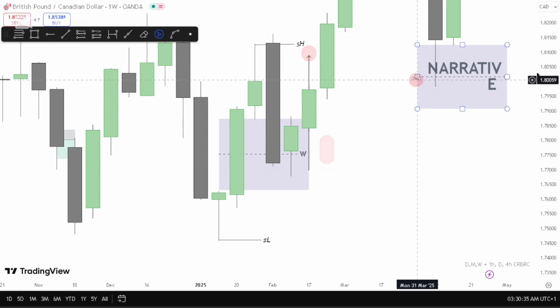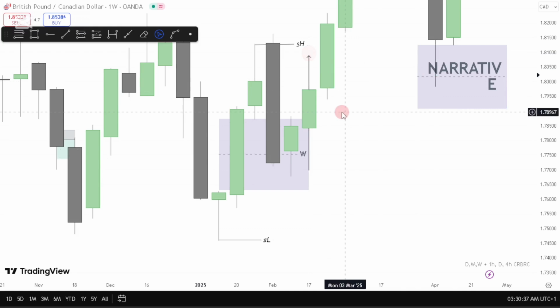It's a logical question you ask yourself each time you have a bias. If I'm going higher, where am I going higher from? If I'm going lower, where am I going lower from? That's just all about your narrative. If I'm going higher or lower, what PD array am I moving from?